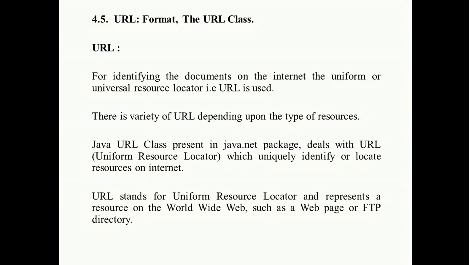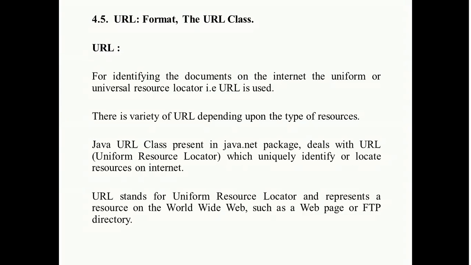For identifying the documents on the internet, the Uniform or Universal Resource Locator, that is a URL, is used. There is a variety of URLs depending upon the type of resources. The Java URL class is present in the java.net package and deals with the URL, which uniquely identifies or locates resources on the internet. So the main use of the URL is to identify a particular document on the internet.